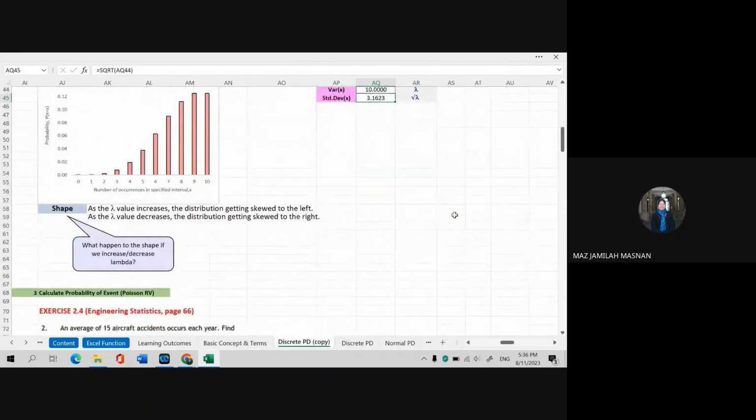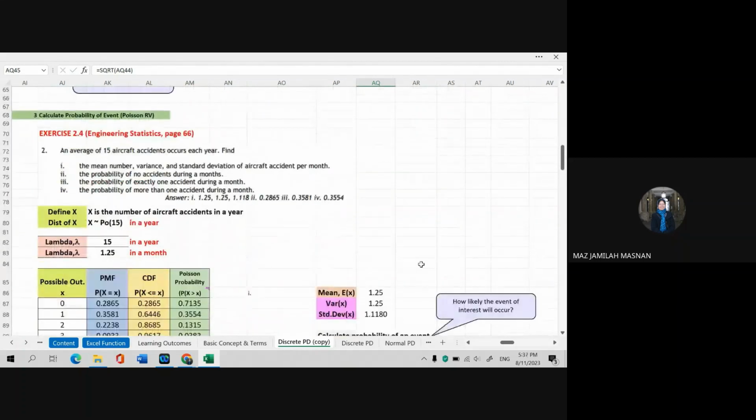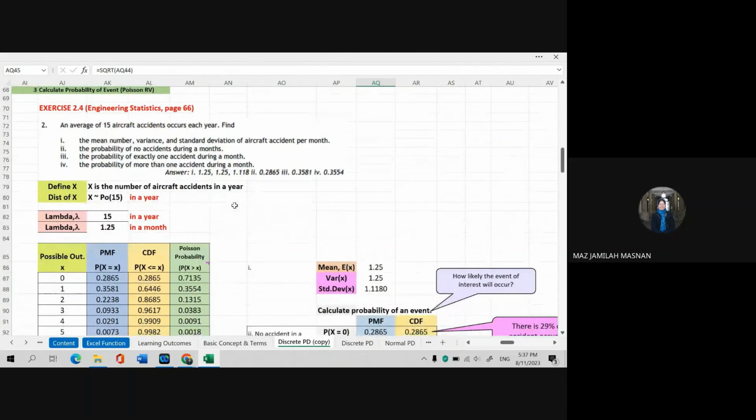Now let's move to the second question. The second question is taken from your engineering statistics textbook on page 66, referring to exercise 2.4. The question sounds like this. An average of 15 aircraft accidents occurs each year. Find the mean number, variance, and standard deviation of aircraft accidents per month. The probability of no accident during a month, the probability of exactly one accident during a month, and finally the probability of more than one accident during a month.